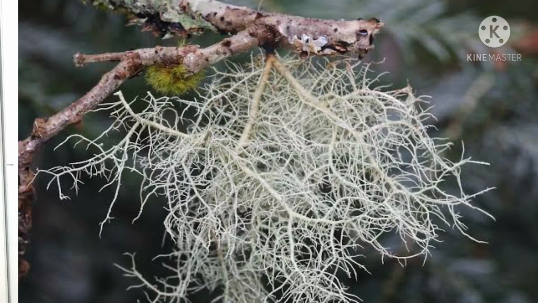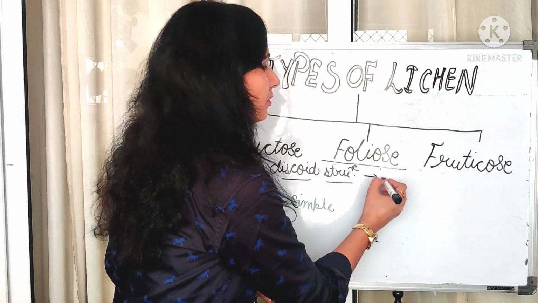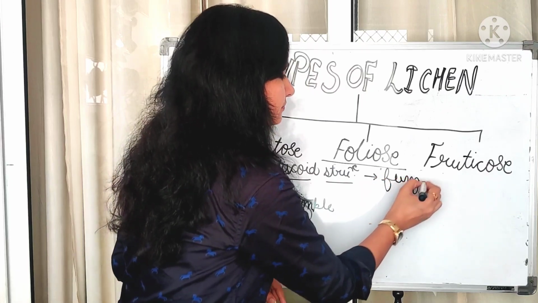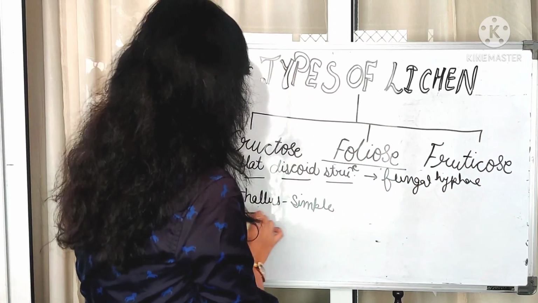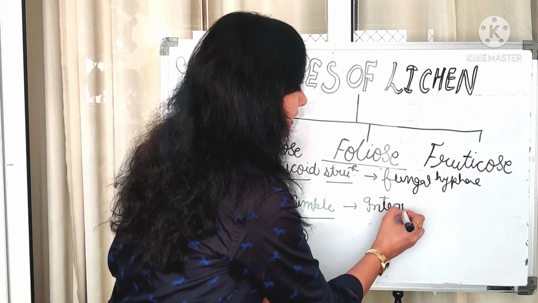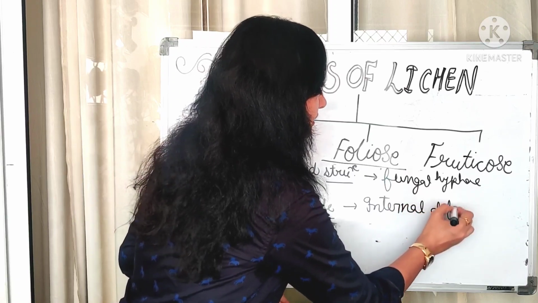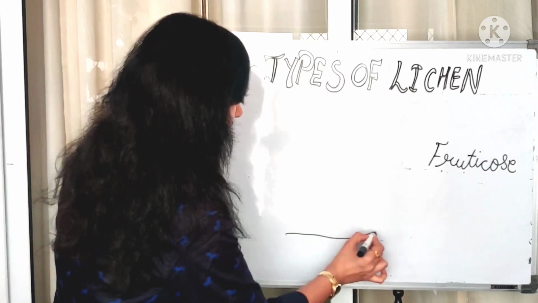The fruticose lichen has a flat discoid structure at its base. They all emerge out from a base, and this discoid structure is made up of fungal hyphae. Their thallus is very simple and does not have much internal differentiation. So there is no internal differentiation in their thallus.